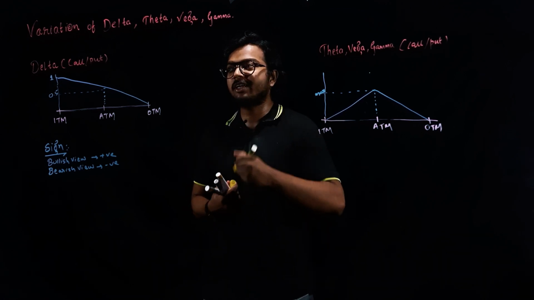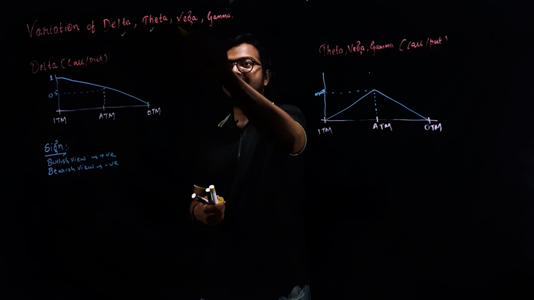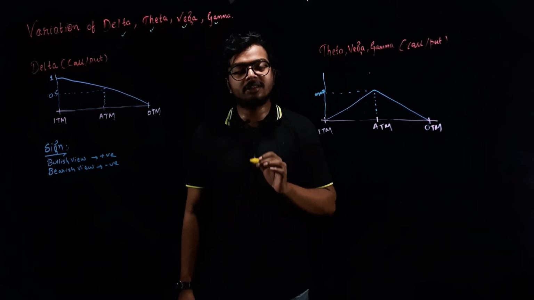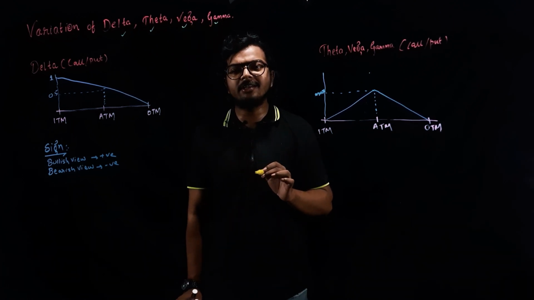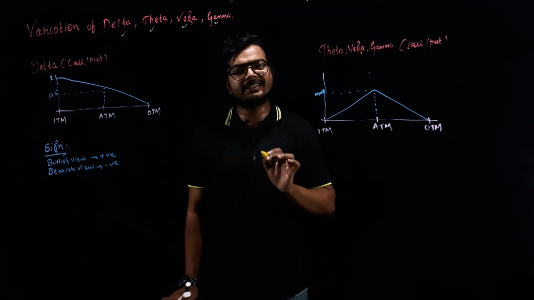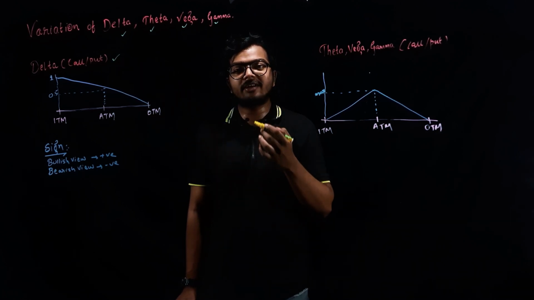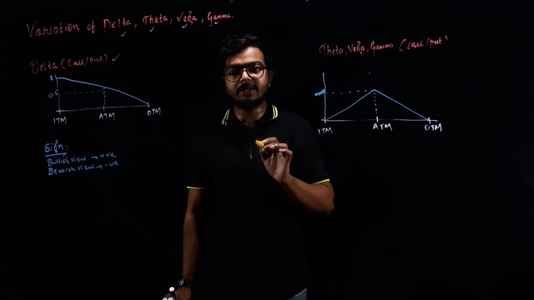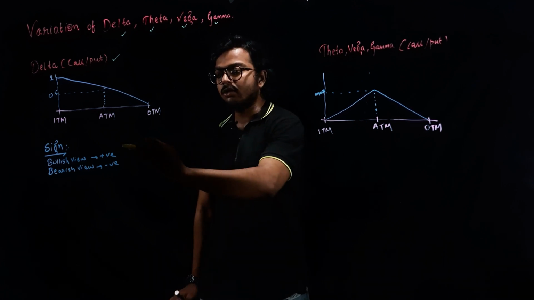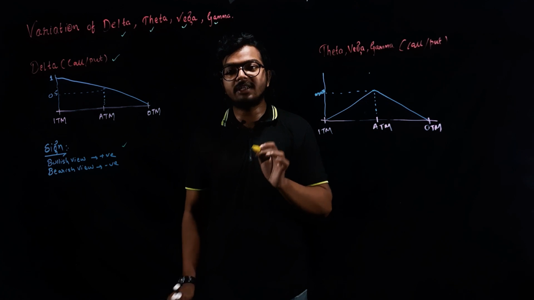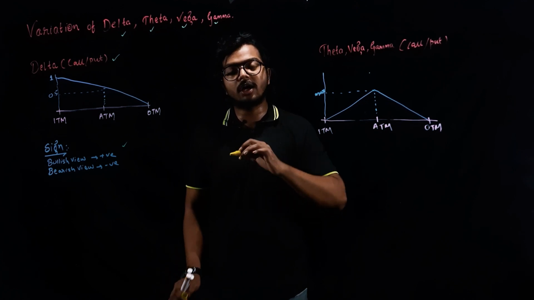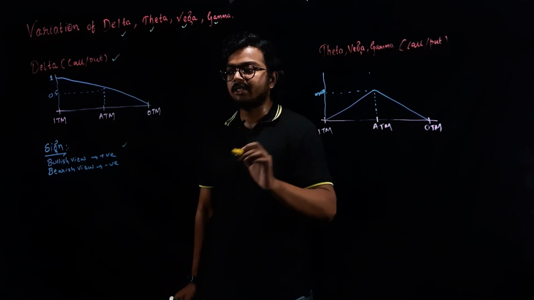In today's video, we'll be looking at the variation of delta, theta, vega and gamma. This is theoretical variation. In practice, you can expect almost similar values. So for delta, don't get confused with call or put. We would be deciding the sign later on, but just understand what the value of delta is now. Whether it is a call or put doesn't matter.